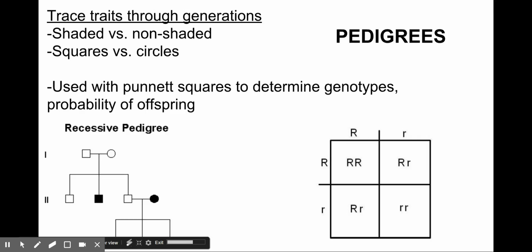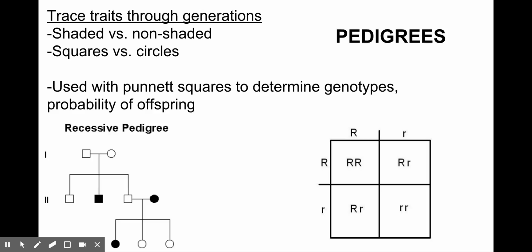All right, everybody, we are going to look at some pedigrees. Pedigrees are all about tracing certain traits through the generations. Now, there's a couple things that we should know, and for the most part, it always uses shaded or non-shaded and squares and circles. So again, we're talking about traits. If something is shaded, it means it has the trait. If it is non-shaded, it means it does not have the trait. And when we look at squares and circles, squares typically represent males and circles typically represent females.